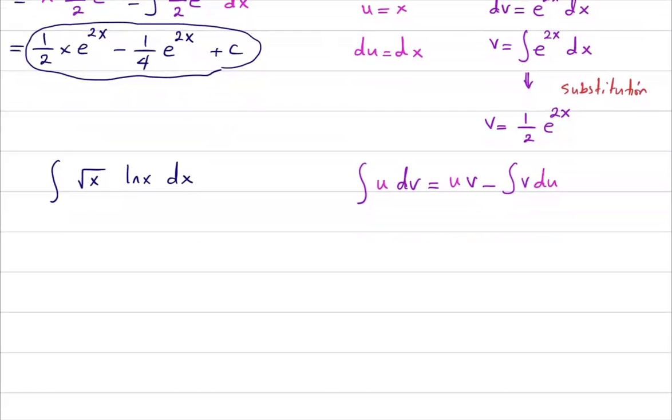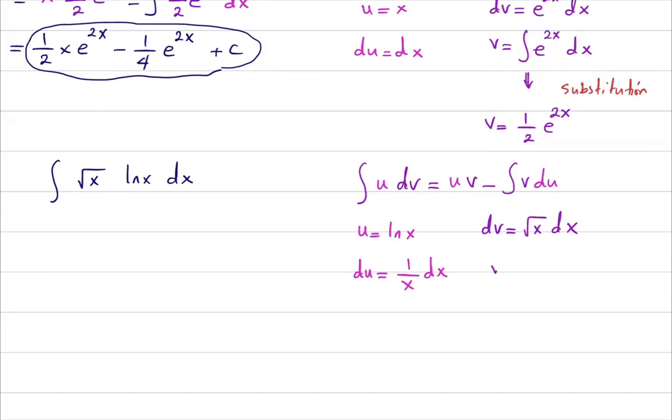Again, what is a good choice? Should we take square root of x as our u or ln of x? So the best choice here is taking u to be ln of x. Later on, you'll see why that is. And let us take dv to be square root of x dx. du is equal to the derivative of ln of x, which is 1/x dx.